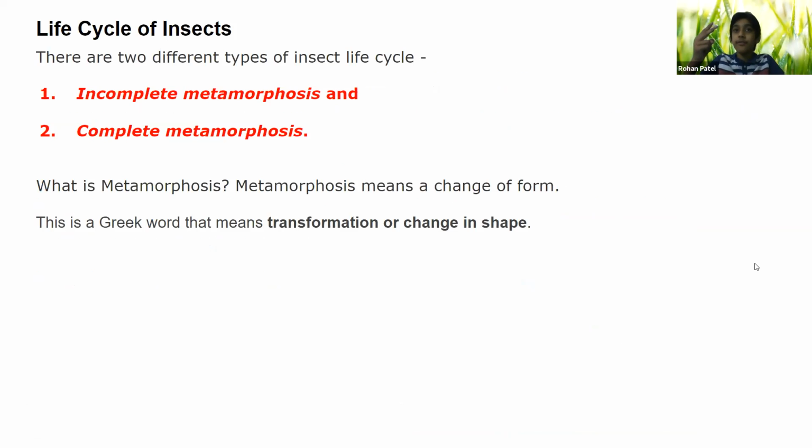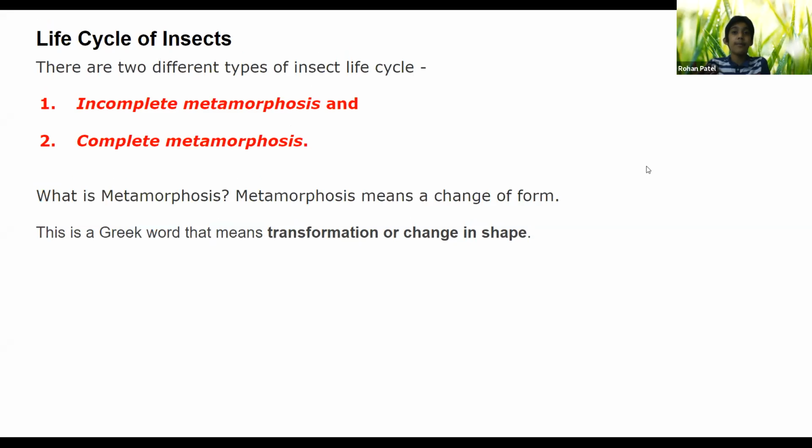There are two main types of insect life cycles: incomplete metamorphosis and complete metamorphosis. So what is metamorphosis? Metamorphosis means a change of form, and it also means transformation or change in shape. We have all heard of metamorphosis with caterpillars to butterflies. The caterpillar starts off as an egg, it then hatches into a caterpillar, and then it goes through metamorphosis and becomes a butterfly.